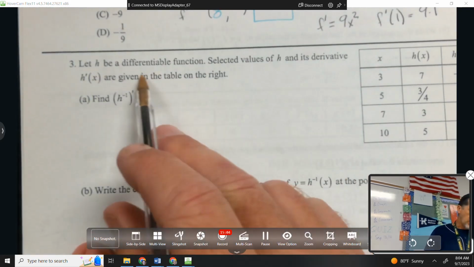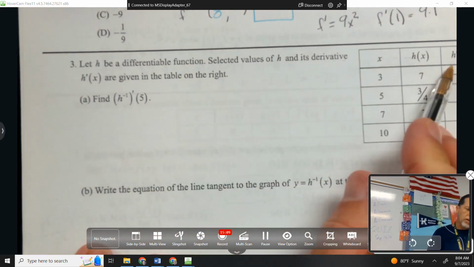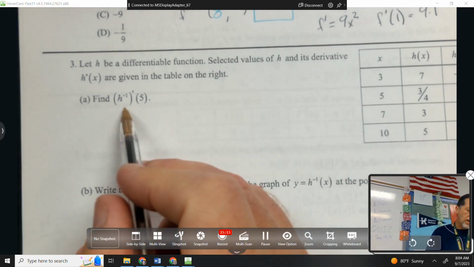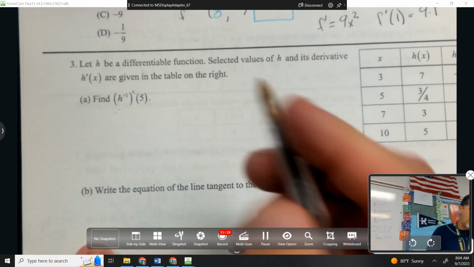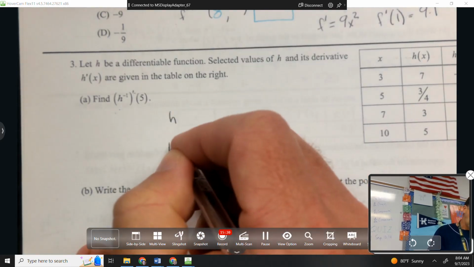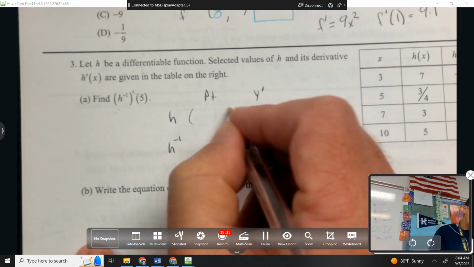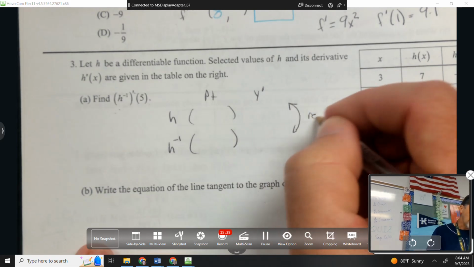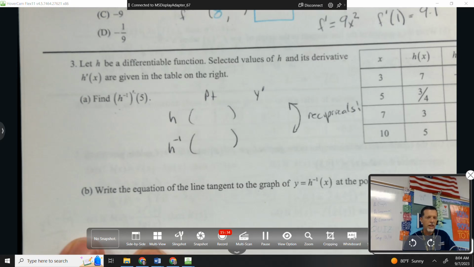Number 3, let h be a differentiable function. Selected values of h and its derivative are given on the table on the right. Find the derivative of the inverse of h at 5. Again, let's make a table because there's just too much information going on. And again, the point of my table is that those last 2 entries will be reciprocals. So if I can know one of them, I can know the other.